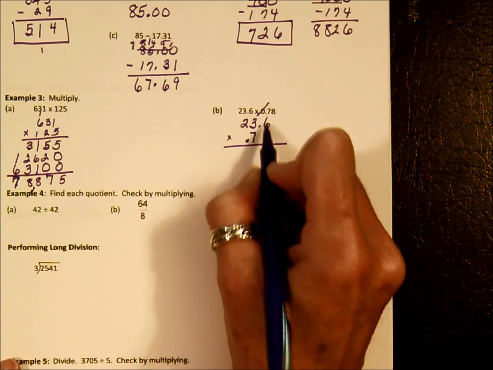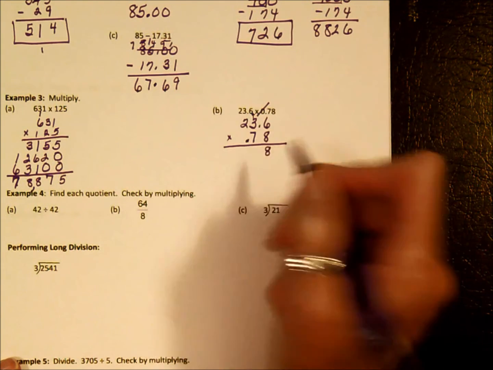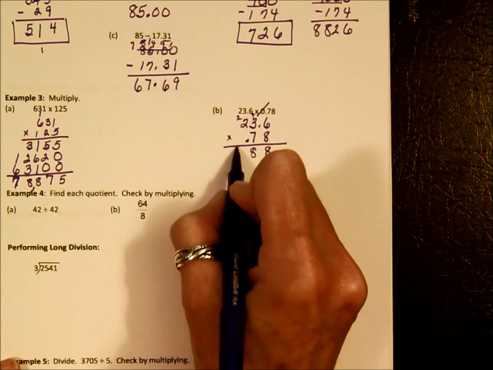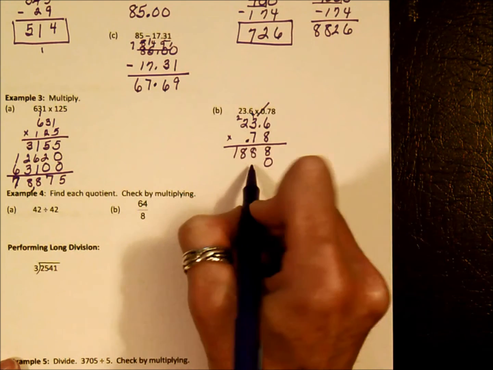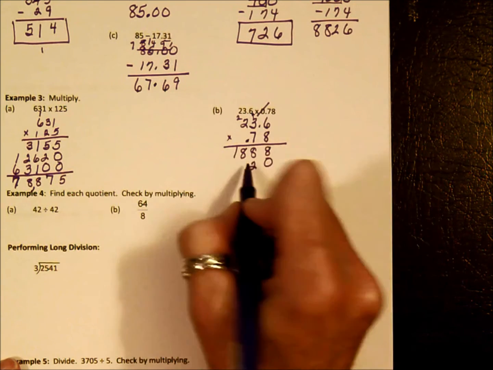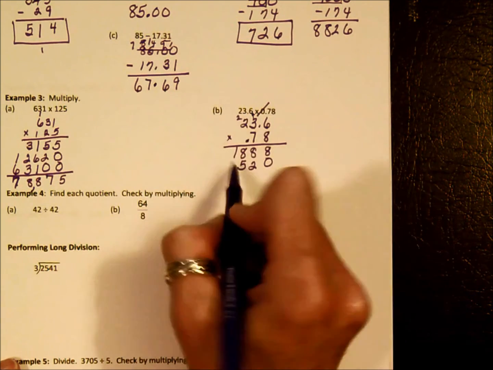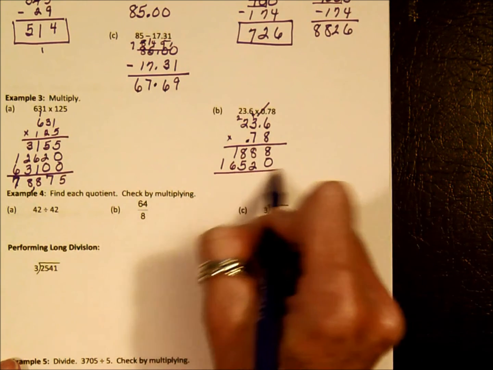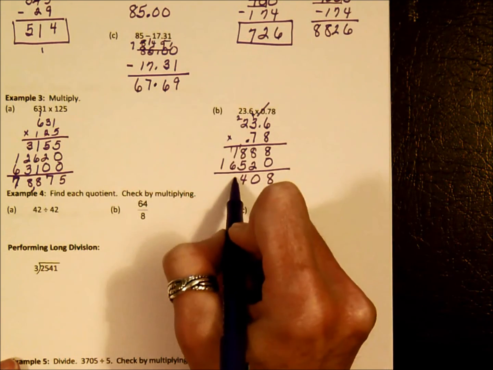8 times 6 is 48, carry a 4. 8 3s are 24, and 4 is 28, carry a 2. 8 2s are 16, 17, 18. Again, placeholder. 7 6s are 42, carry a 4 again, so I'm just going to keep that one there. 7 3s are 21, and 4 is 25, carry a 2 again, that was lucky. 7 2s are 14, 15, 16. So this so far is just like whole number multiplication. So I add 10, carry a 1, 14, carry a 1, 8, and 1.